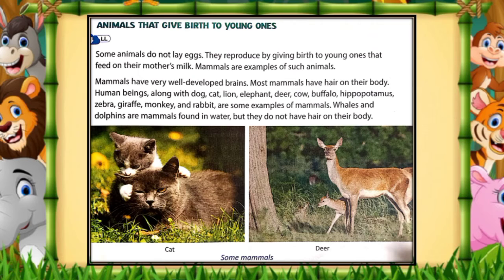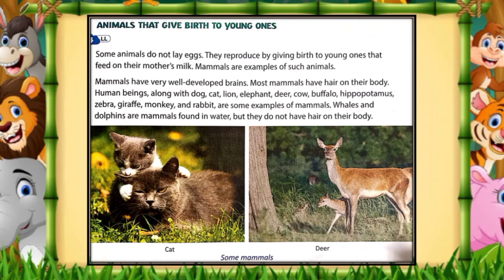Most mammals have hair on their body. Human beings along with dog, cat, lion, elephant, deer, cow, buffalo, hippopotamus, zebra, giraffe, monkey, and rabbit are some examples of mammals. And whales and dolphins are mammals found in water, but they do not have hair on their body.